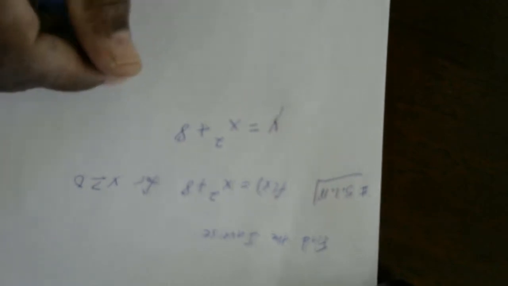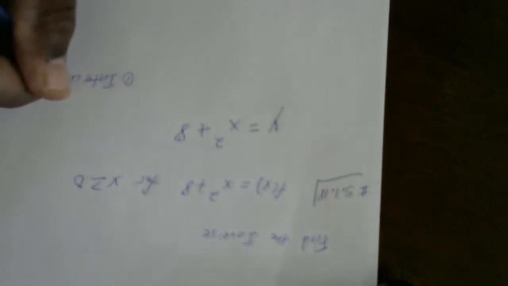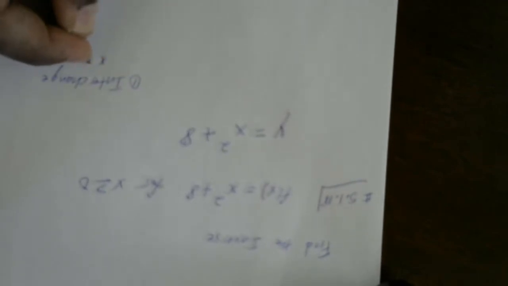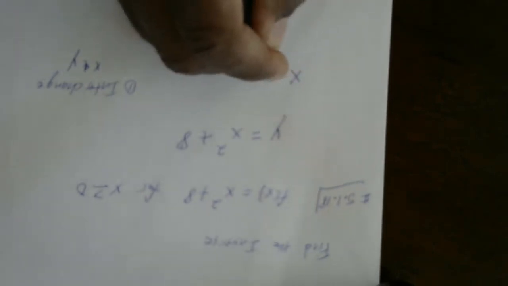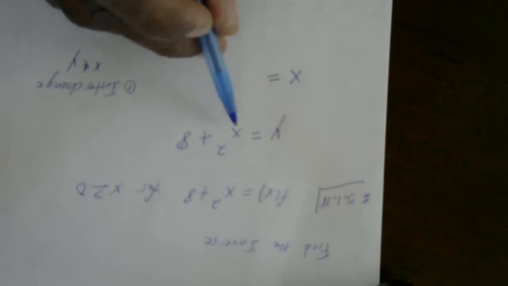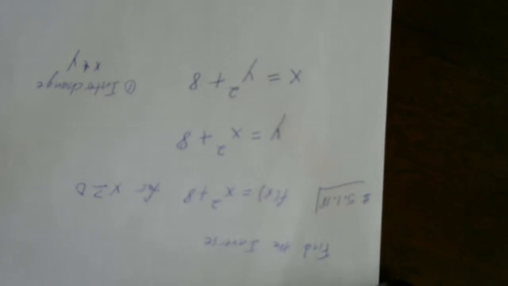The first step was to interchange x and y. So here's what that means. Wherever I see a y, I'm going to interchange it with x. And wherever I see an x, I'm going to interchange that with y. All right, so I have x equal to y squared plus 8. Now I'm going to solve for y.